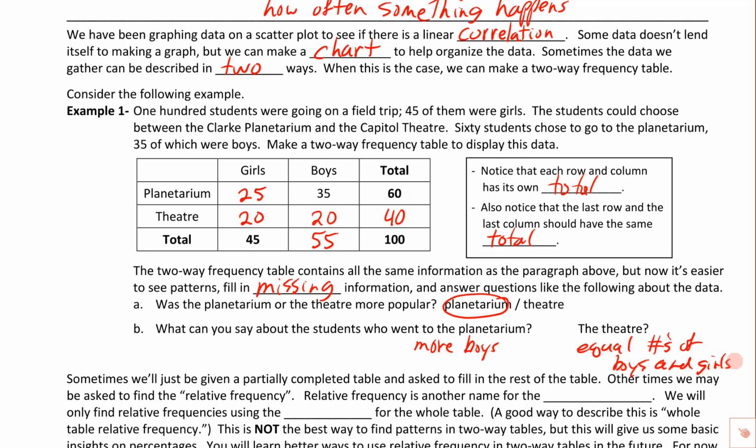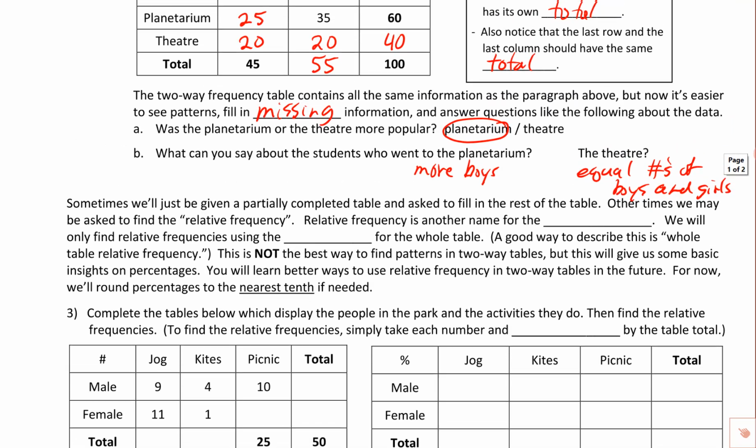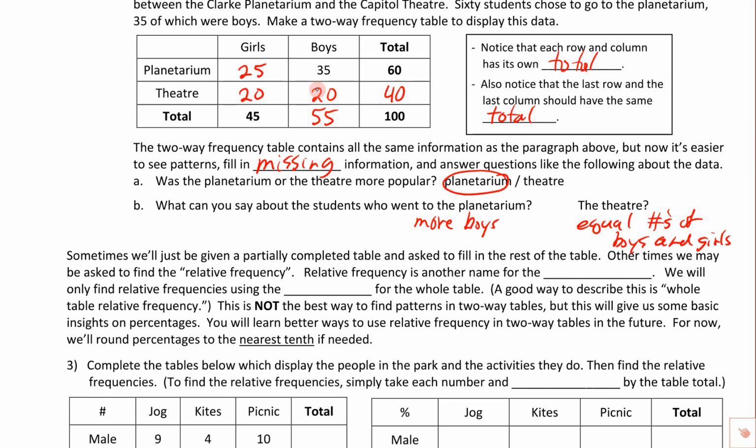All right, let's take a look down below here. Sometimes we'll be given a partially completed table and asked to fill in the rest of the table, kind of like we were up above. We were given a partially completed table with just barely enough information to figure that out. Other times we may be asked to find the relative frequency. Relative frequency is another name for the percent. We'll only find relative frequency using the total for the entire table. So a good way to describe this is to say the whole table relative frequency or the table relative frequency.